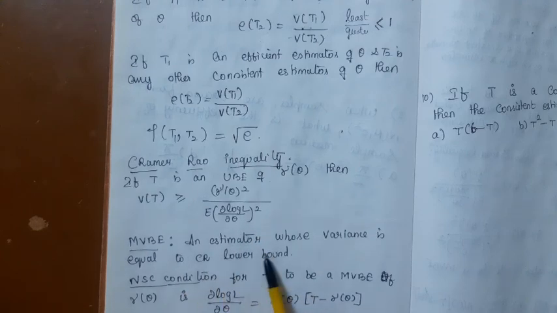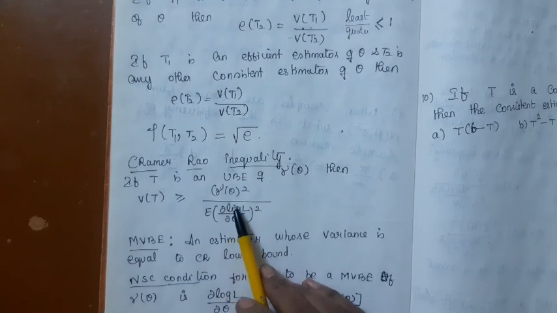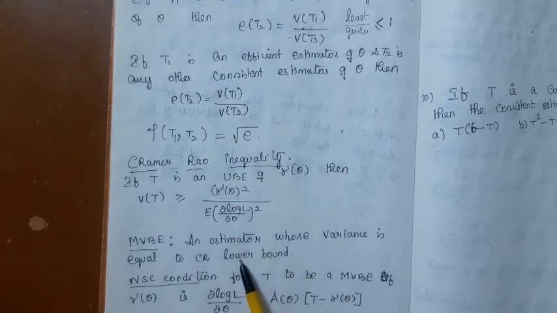See, an estimator whose variance is equal to this bound. This is the lower bound for the variance of an unbiased estimator. Variance of an unbiased estimator will be greater than or equal to this number. But if the variance is exactly equal to this number, that estimator will be the minimum variance bound estimator.